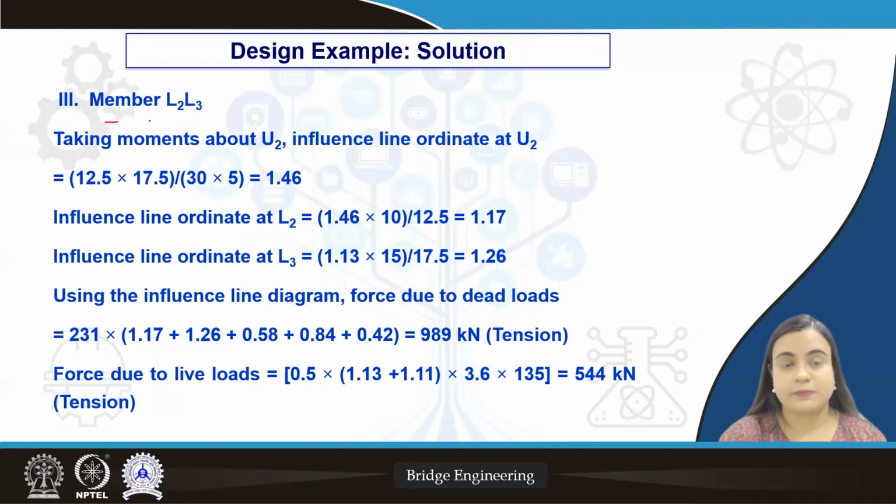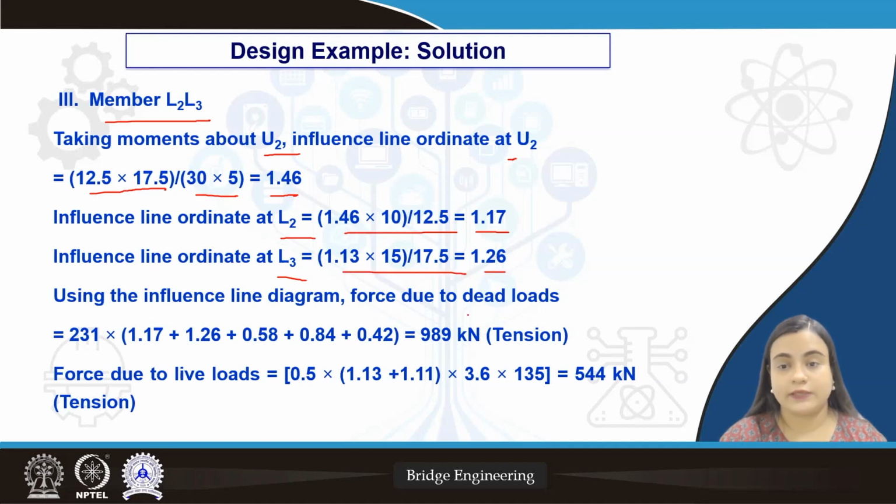Next member is member L2 L3. Taking moment about U2, influence line ordinate at U2 will be 12.5 times 17.5 divided by 30 times 5, that is equal to 1.46. Influence line ordinate at L2 will be equal to 1.46 times 10 by 12.5, that is equal to 1.17. Influence line ordinate at L3 will be equal to 1.13 times 15 by 17.5, that is equal to 1.26.